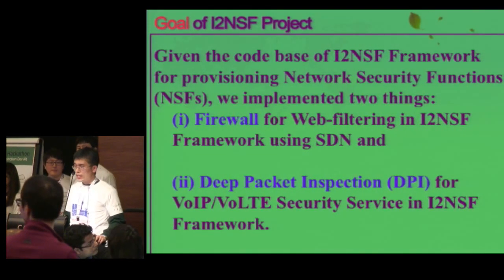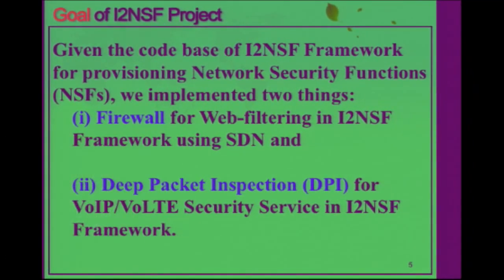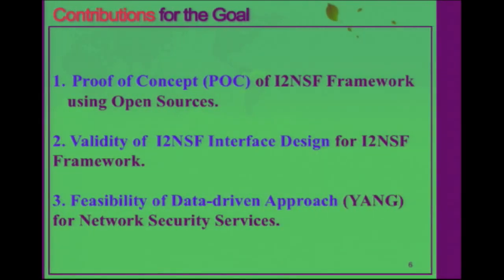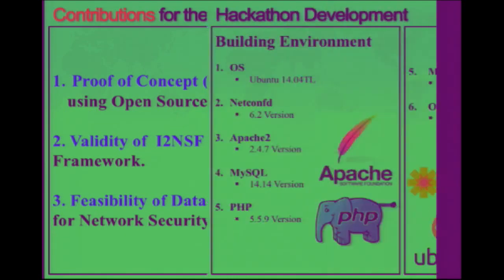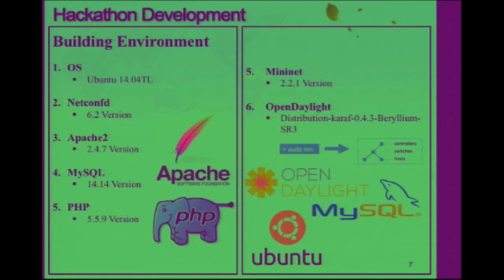For this hackathon project, given the source code base for the I2NSF framework, we wanted to implement two security services. The first is a firewall for web filtering. The second is a DPI service for VoIP and LTE security. The contributions in this project are, first, we proved the concept of the I2NSF framework. The second is the validity of the I2NSF interface design. The third is the feasibility of a data-driven approach using YANG for network security services. We used open sources like these.